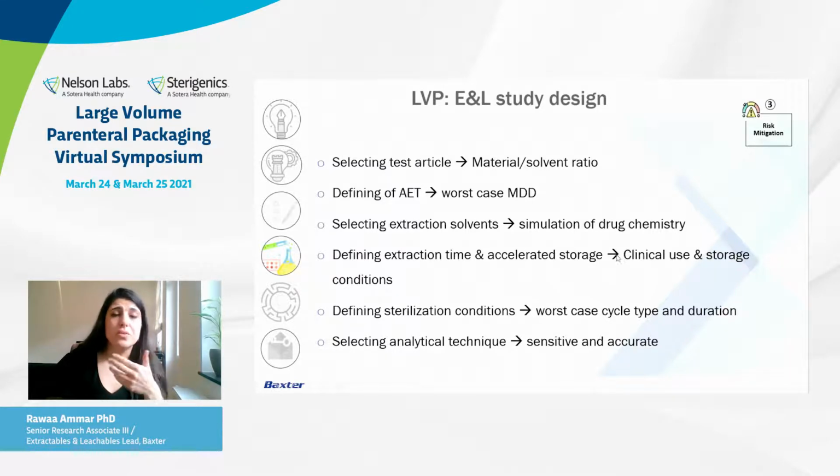Define extraction time and accelerated storage based on clinical use and storage conditions. Define sterilization conditions, because it's important to consider the worst case scenario in this case, for steam sterilization, for example, for 1 hour at 121 degrees, but also maybe the port tubes are gamma sterilized. Also, we have to consider each and every component and each aspect of the sterilization in the test article. And finally, we have to select appropriate analytical techniques that exhibit high sensitivity and accuracy to allow us to achieve the detection limit based on the defined AET.